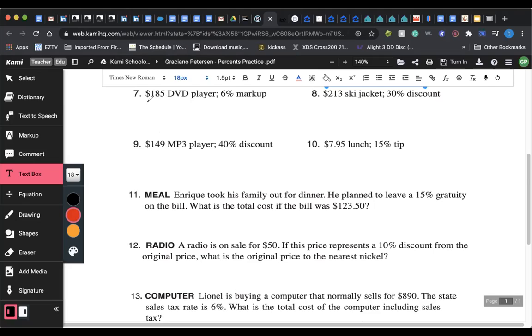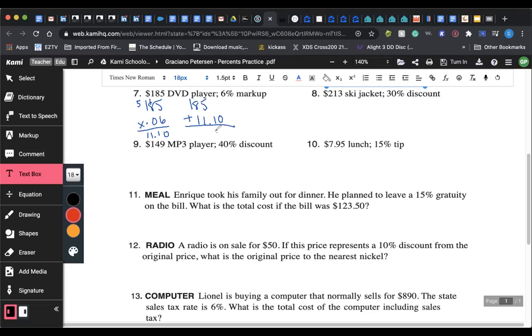Okay, let's do this. Let's start with number 7. Okay, 185 times 0.06. Good. Okay, 30 and 6 and 8, 1 carry 32, bring down 6, 5, 11. And then we have 3 zeros, so it's 11.10. Okay, good.